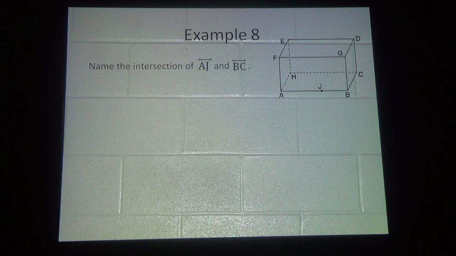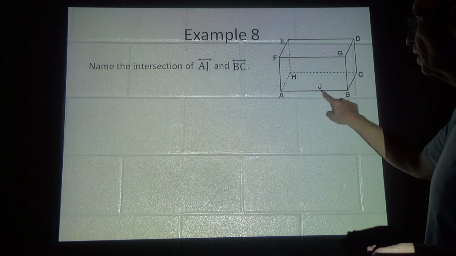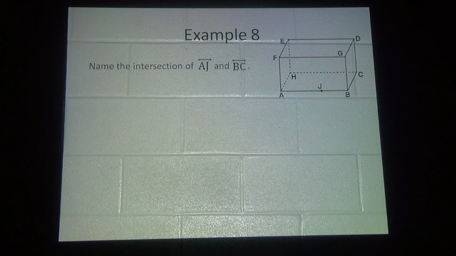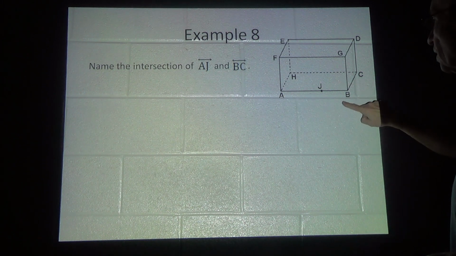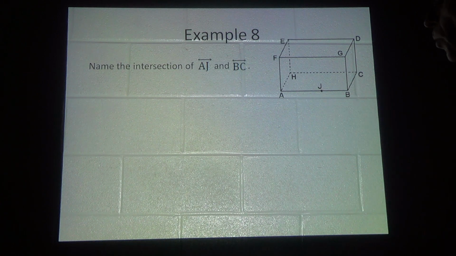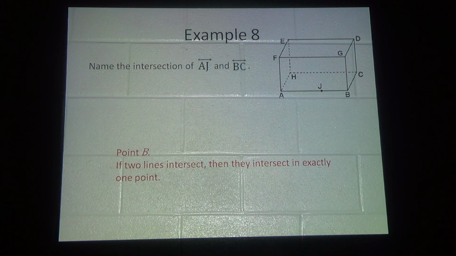Example 8, they want you to name the intersection of line AJ, which is this line right here, and line BC. Okay, since they got the arrow on both of these, what this means is it extends infinitely in both directions, and this extends infinitely in both directions, so they intersect at point B. Okay, and that is simply the postulate that says if 2 lines intersect, then they intersect in exactly one point.